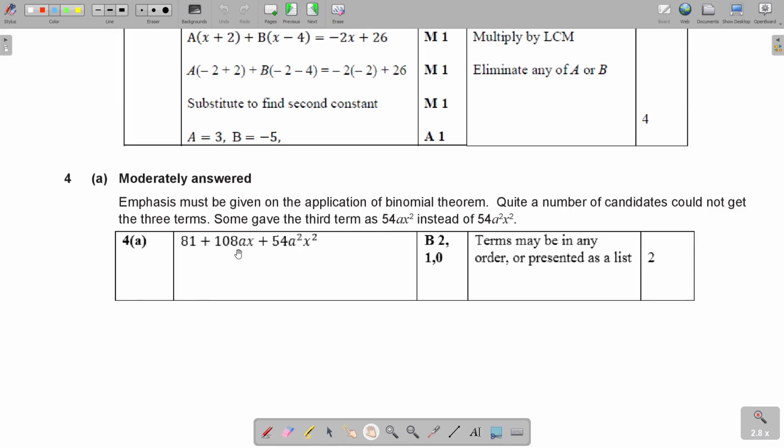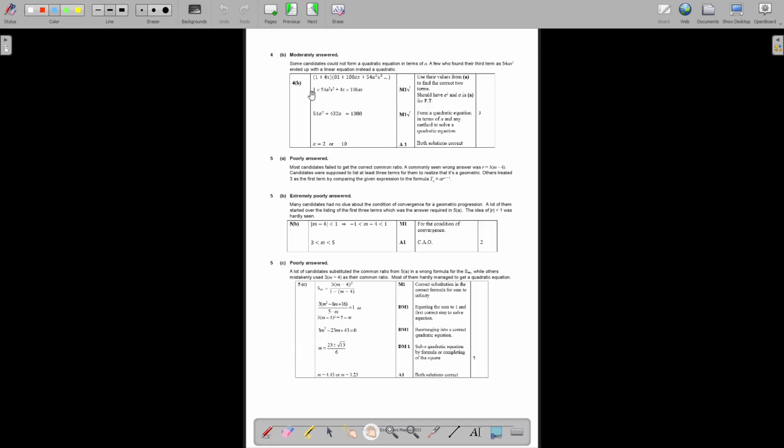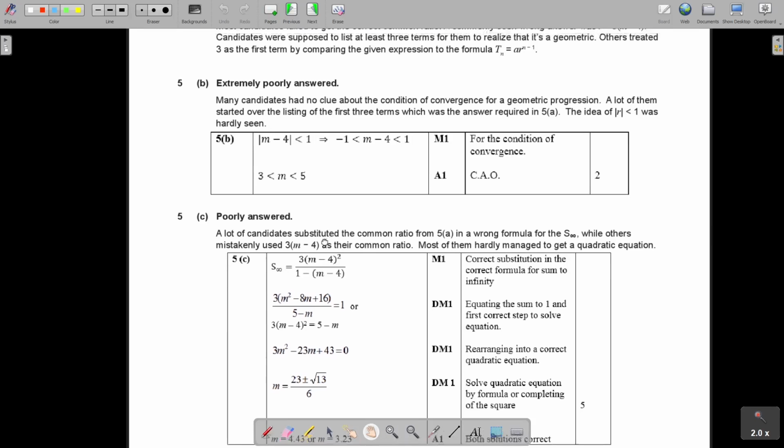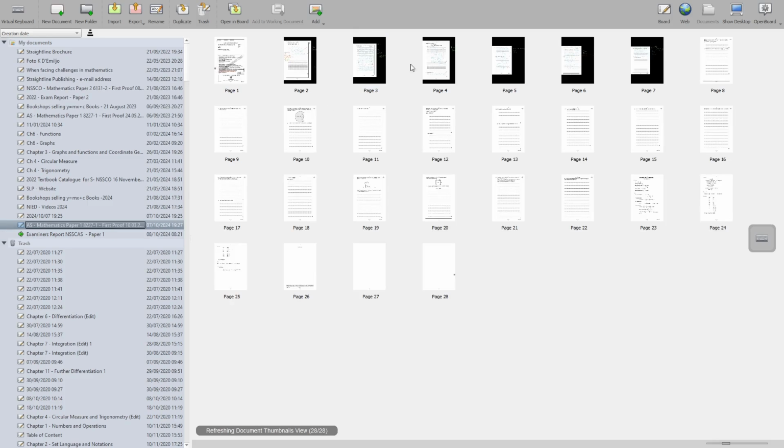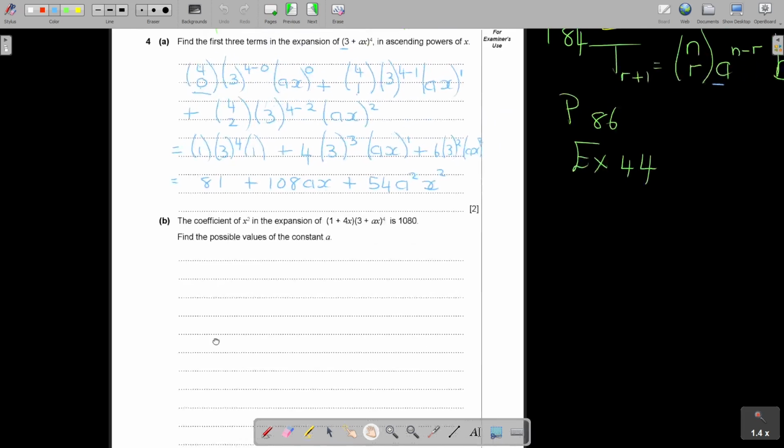So it was 81 plus 108ax plus 54a squared x squared. Terms could be in any order or presented as a list. So they gave 2 marks. It seems to me a bit unclear what they gave the marks for there, but it doesn't matter. If you have all 3 correct, you will get 2 marks. Let's go back to the question paper and do part B. Now, what I like about part B is to always see if part A can help you.